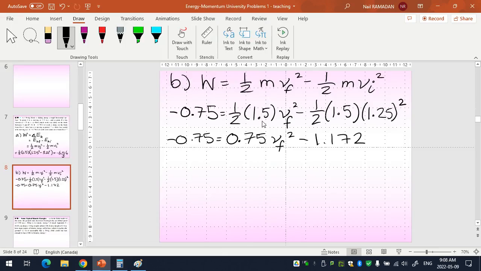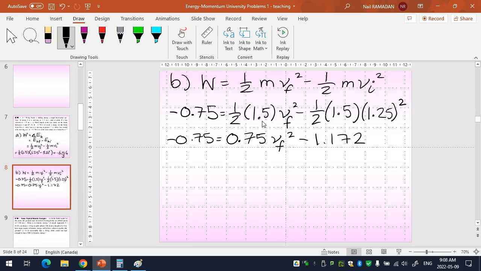How do I solve this? Remember, I'm trying to solve for the VF eventually. What do I do? I need to move stuff around. So what do I move? Obviously, I'm going to move this one here and this one here. Oh, my bad. No, what am I talking about? I'm going to move just this one here. Okay, I'm going to move that one.